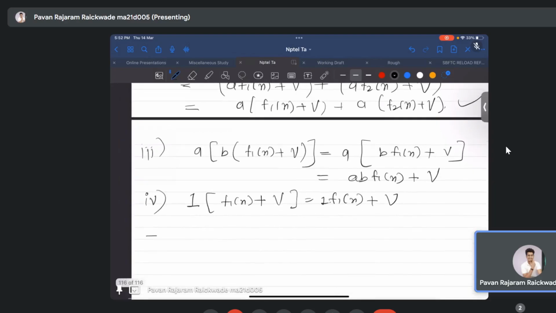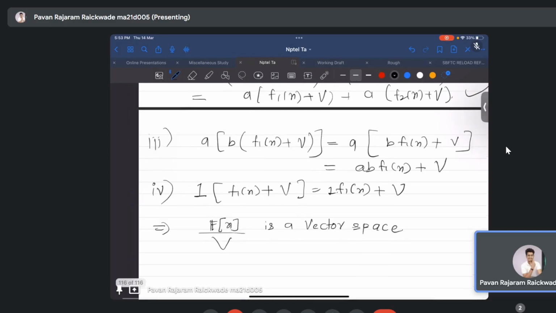But now, using all these properties, we can conclude that F[x] quotient out with V is a vector space, right? So what is left to prove is that it is finite dimensional indeed.